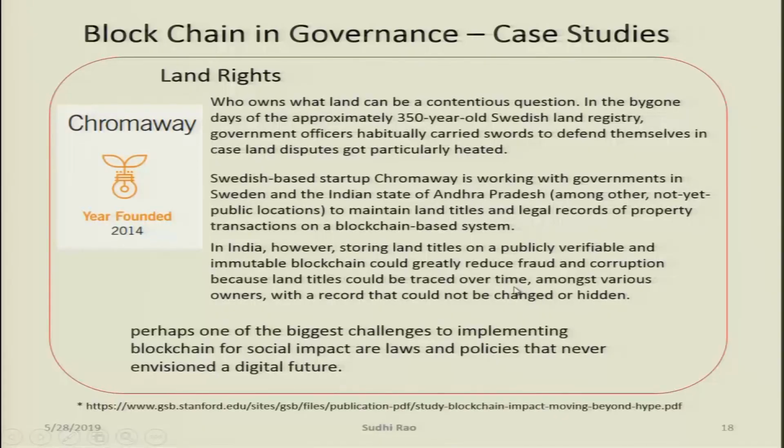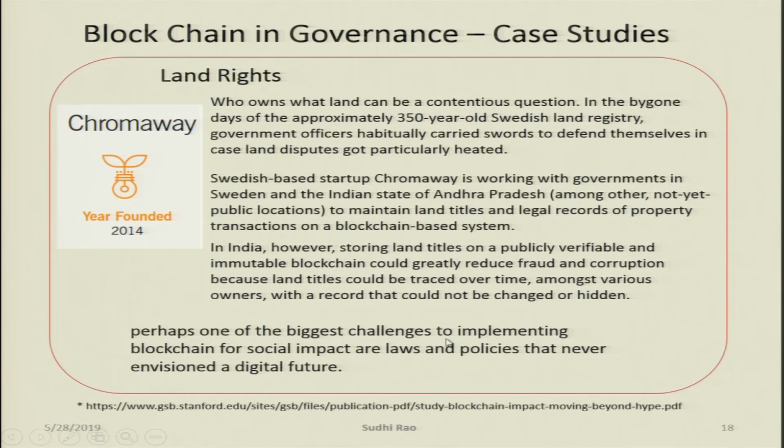In India, that is what it goes on to say. In India, however, storing land titles on a publicly verifiable and immutable blockchain could greatly reduce fraud and corruption, because land titles could be traced over time. What I was referring to, all the cost, time and effort involved, additional cost among various owners with a record that could not be changed or hidden. That is a benefit, that much of the litigation can be reduced if we can have clear land titles. And that is one of the challenges, but the effort is underway.